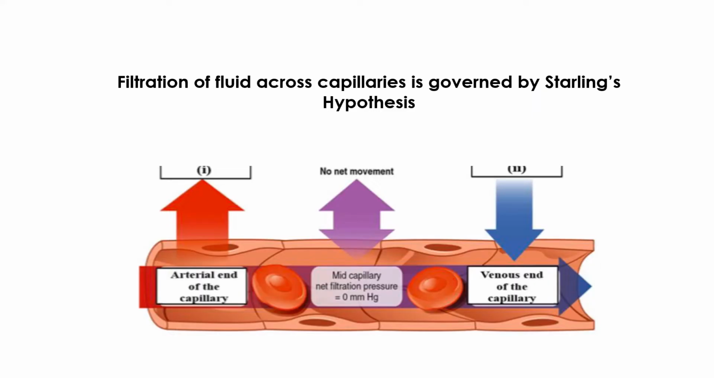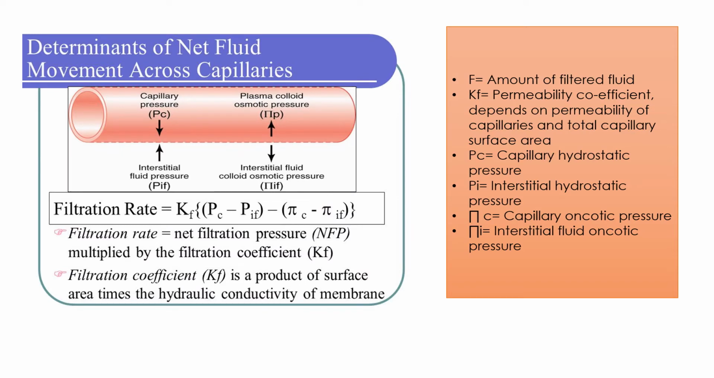Filtration of fluid across capillaries is governed by Starling's hypothesis, which states that F = Kf × [(Pc − Pif) − (πc − πif)]. Here F is the filtration rate and Kf is the permeability coefficient, or we can call it the filtration coefficient. It depends on the permeability of the capillaries and total capillary surface area.